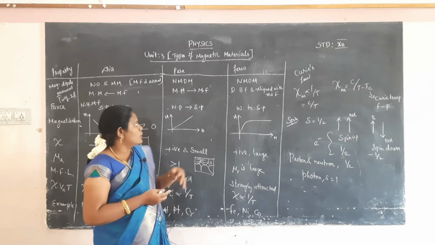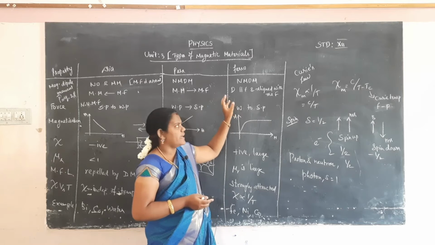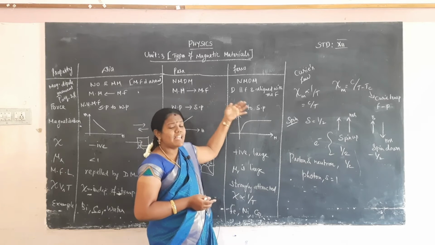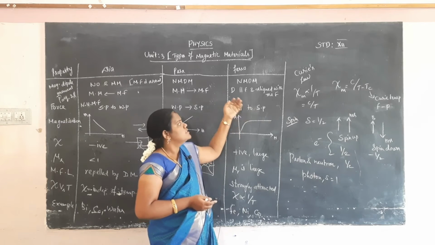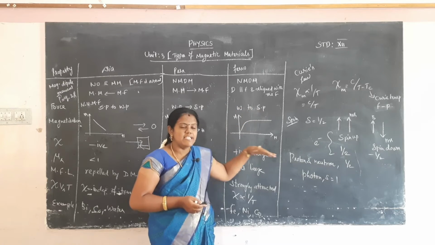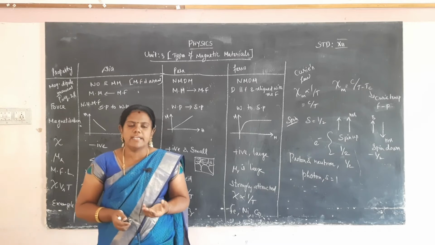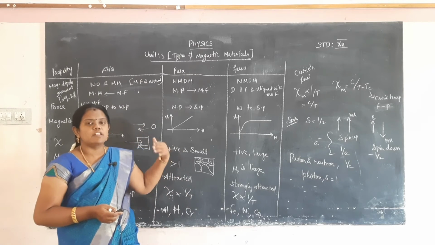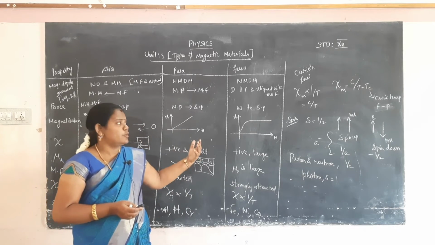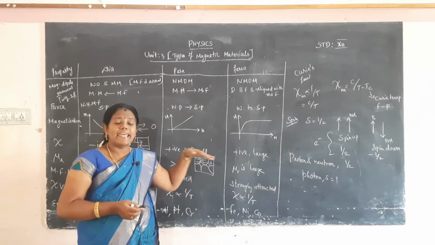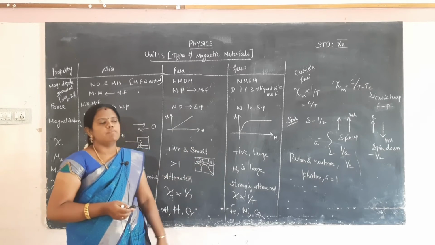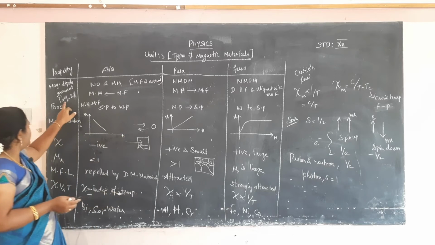Okay, so the domains in the ferromagnetic materials will be parallel to the field. Some domains will be arranged aligned to the field. Some domains in the ferromagnetic materials will be arranged parallel to the field, and some domains will be arranged against the magnetizing field. Okay, so the first point is magnetic dipole moment.